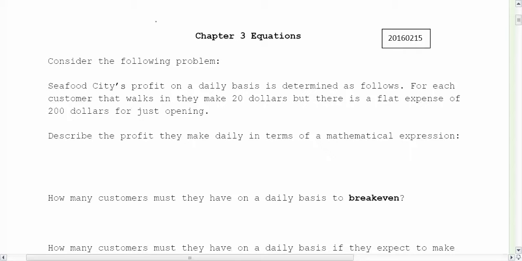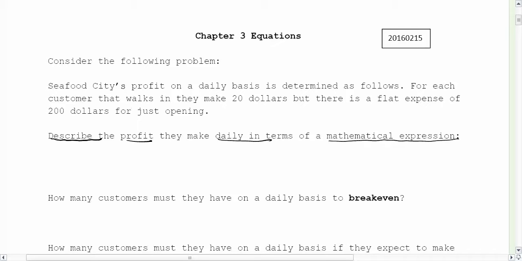Seafood City's profit on a daily basis is determined as follows. For each customer that walks in the door, they're going to make $20. But there is a flat expense of $200 just for opening up the store. We want to describe what the profit is going to be on a daily basis in terms of a mathematical expression. So in other words, we want to take this information and write it down mathematically.